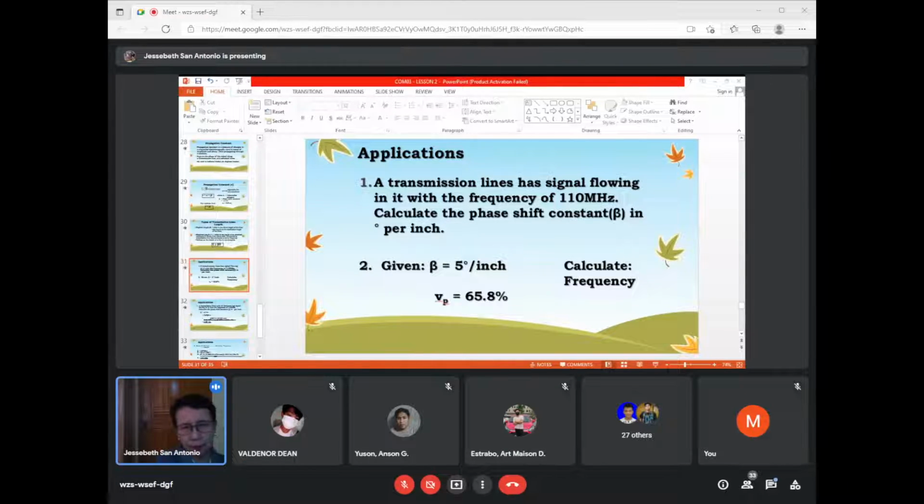Valdinor. For number 1. 3.35 degrees per inch po. Si Valdinor yun. Tingnan natin. Sige. For number 1, 3.35 degrees per inch, sabi ni Mr. Valdinor. Number 2, Ma'am, volunteer po.